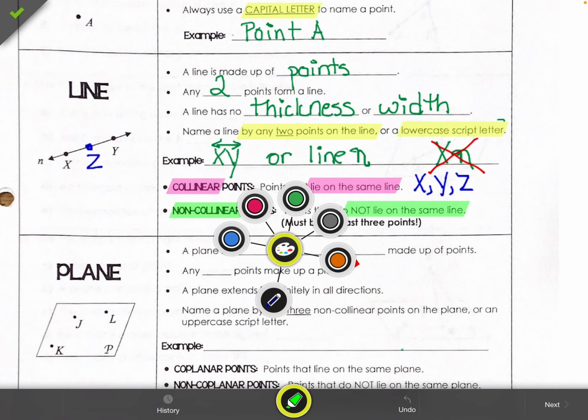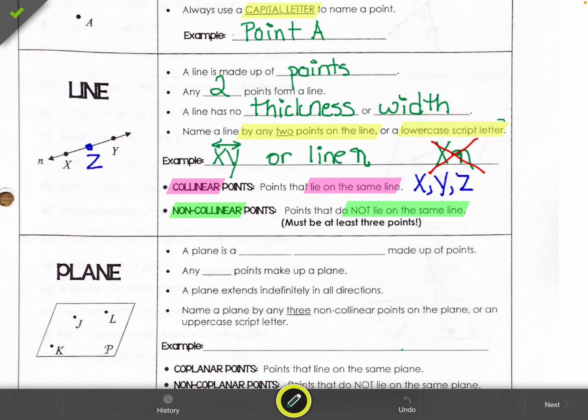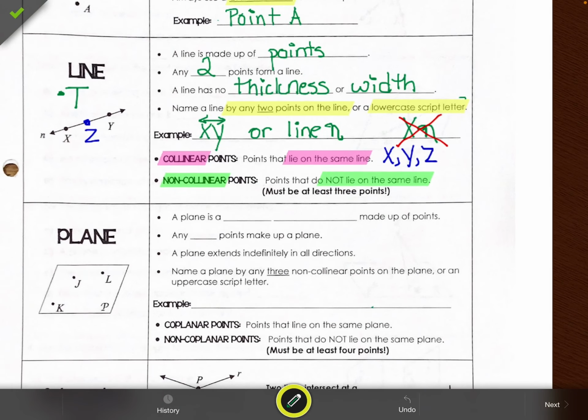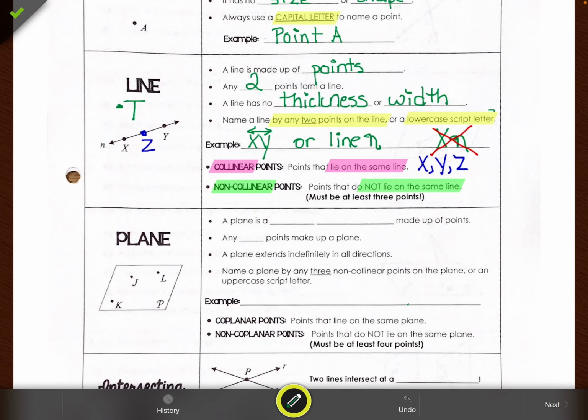So again, I'm going to add a point here, and you're looking at the points as a group. So let me do green. Let's stick a point out here, kind of floating above the line. Let's call that point T. So if I were to look at points X, Z, Y, and T as a group, I would say they are non-collinear. What makes them non-collinear is point T.